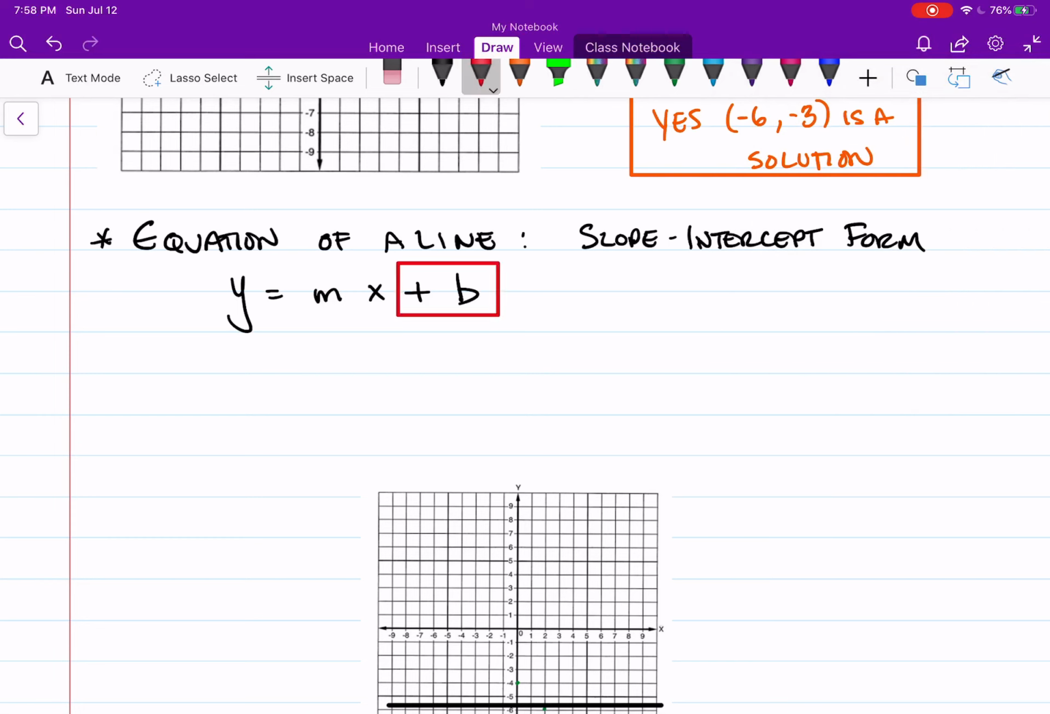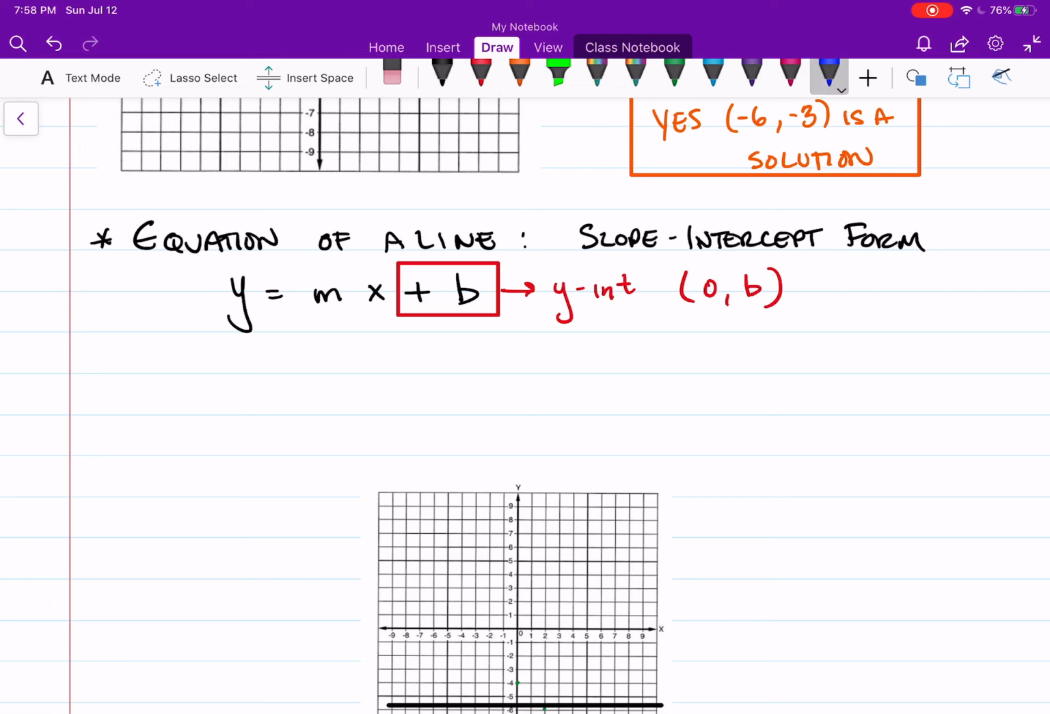All right. So this is called the y-intercept. And that point is (0, b). So if this was plus b, that means it's positive b: (0, positive b). If this was minus b, then it would be (0, negative b). Okay? So that would be my y-intercept.